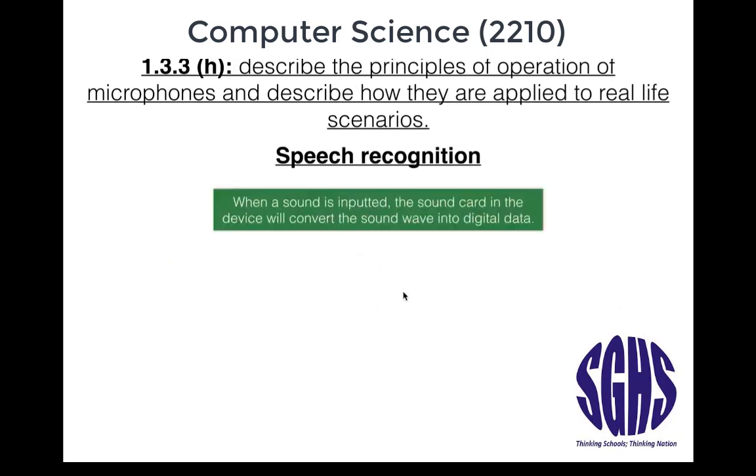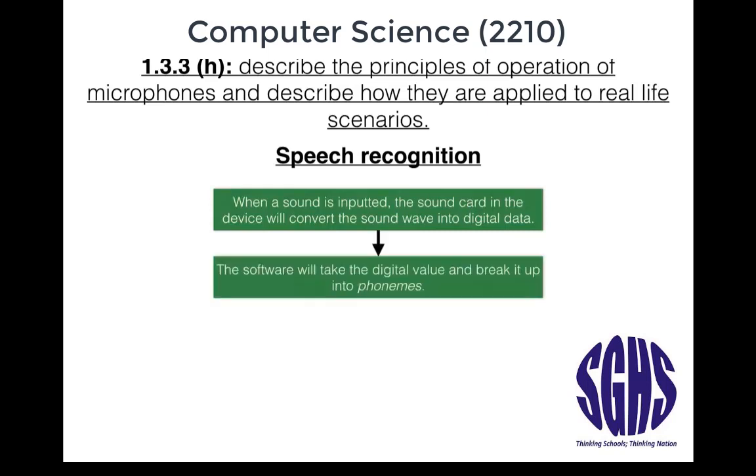When a sound is inputted, the sound card in the device will convert the sound into digital data. The software will take the digital data and break it up into phonemes. What a phoneme is, how do I explain this? It's kind of like the individual elements of the sounds in words. So hello would be h, e, l, o. Those would be the phonemes, the individual sounds.